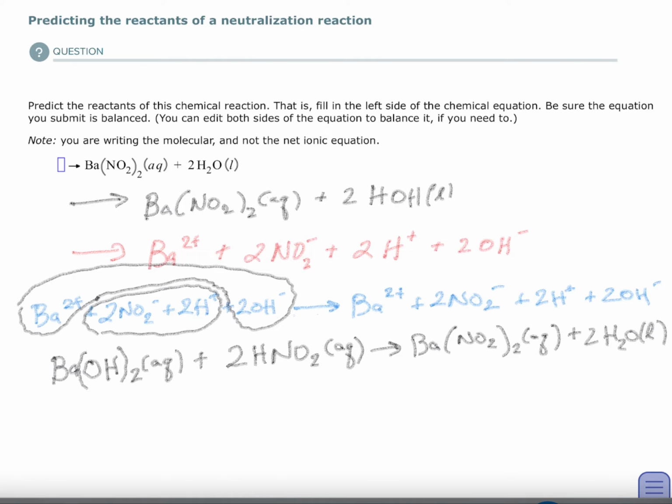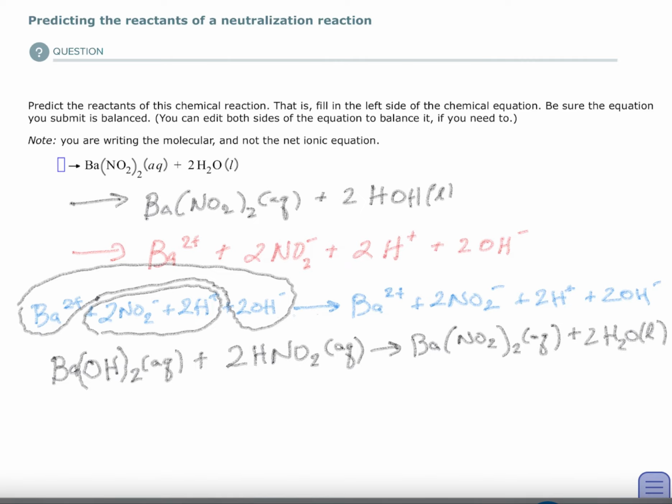Now make sure you put the states here, aqueous. Any of the acids, bases are aqueous. Salts are aqueous. The water will be liquid. Okay, you have to include that. Then the other one was the nitrous acid, HNO2, and there's 2 of those. You can see I have 2 of the anions and 2 of the cations there, so there's 2 of those. And then I simply recopied what they gave me at the beginning, the barium nitrite and the water.